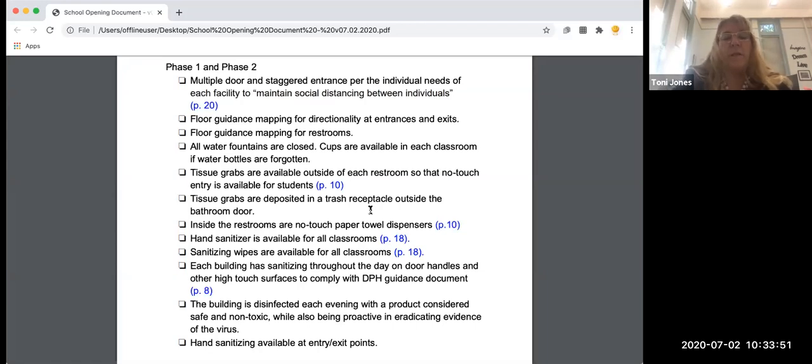Outside every restroom, because we must have the no-touch entry and teach children how to do that. Again, that's from page 10 of the document. There'll be a trash receptacle right outside. The no-touch paper towel dispensers. Again, that's eliminating the blow dryers. Those must be disconnected or removed. The hand sanitizer has to be available, and we're making that available for all the classrooms.